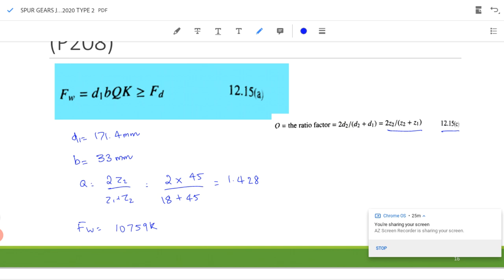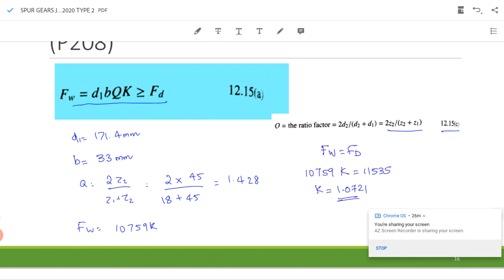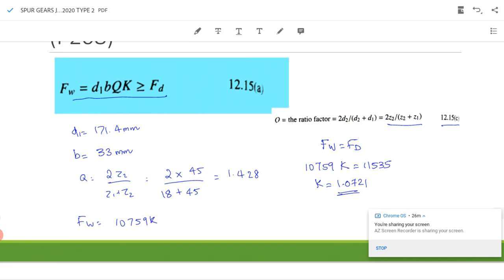Now we'll equate Fd equal to Fw, because our step is that Fw greater than or equal to Fd. I will equate Fw equal to Fd, so 10759K equal to Fd was obtained as 11535. From this equation, I will get the value of K. K equal to 1.0721. So our selected value of K should be higher than 1.07 for it to be safe.